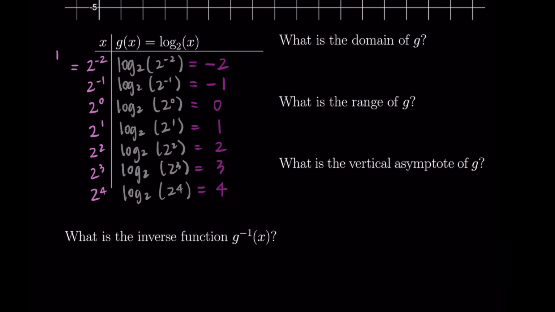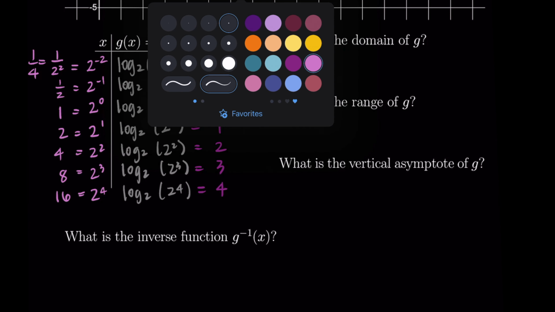And it's going to be helpful to us if we know what these numbers really are to graph them. So 2 to the negative 2 is like 1 over 2 squared, which is 1/4. 2 to the negative 1 is like 1 over 2, 1/2. 2 to the 0 is 1. And then we have 2, 4, 8, 16. So these are my points, and let's go ahead and plot them.